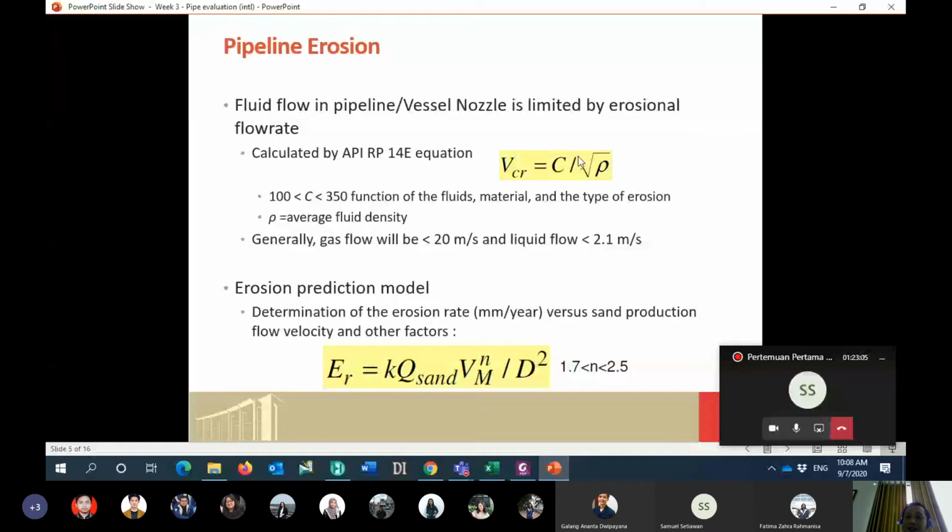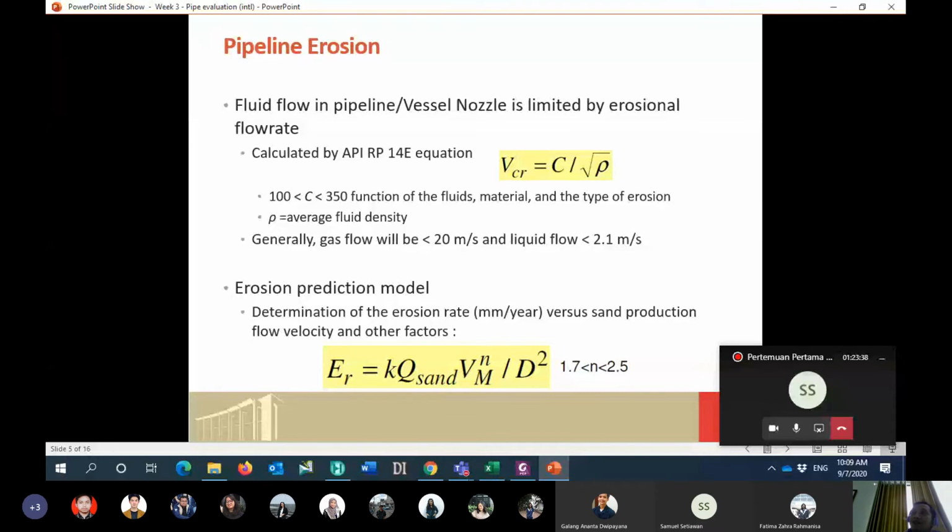Then C divided by the square root of density. Density is the average density of the fluid. So when you have gas and liquid, it will be the average between gas and liquid. Or if you don't want to calculate this, we have a general rule of thumb. Again, this is the general rule of thumb.